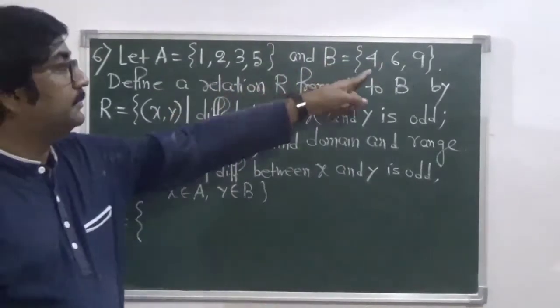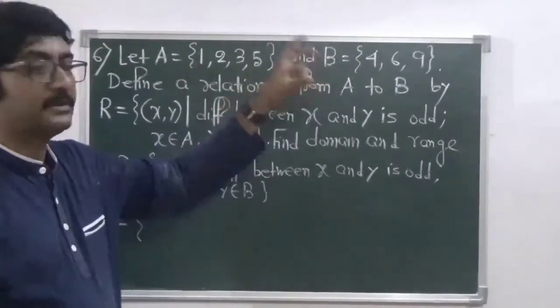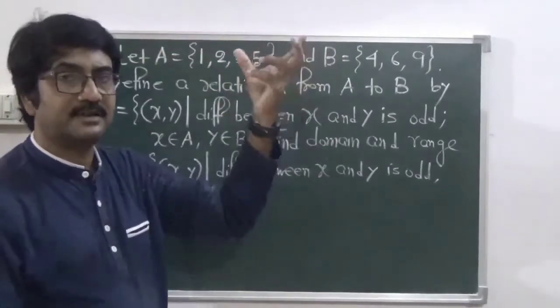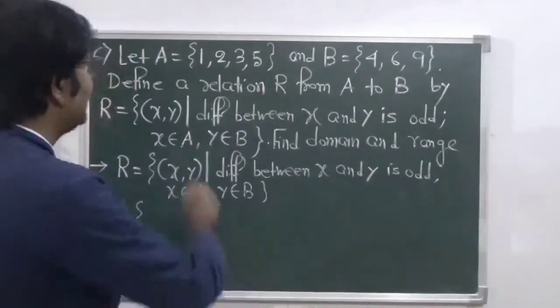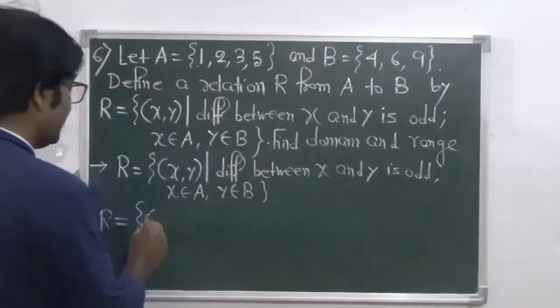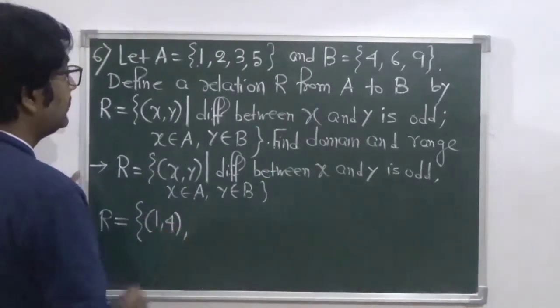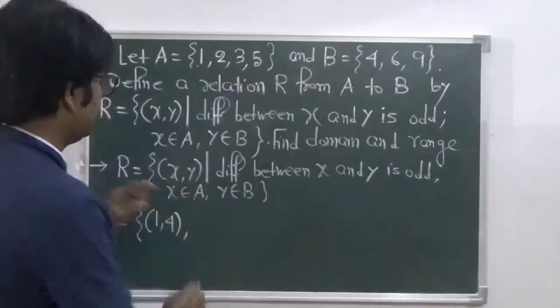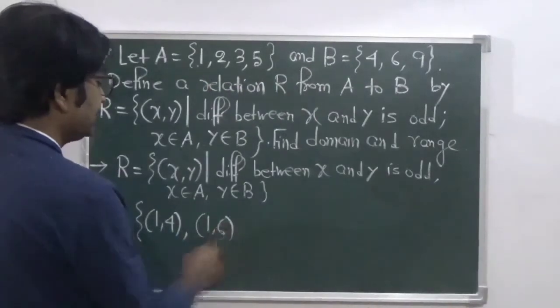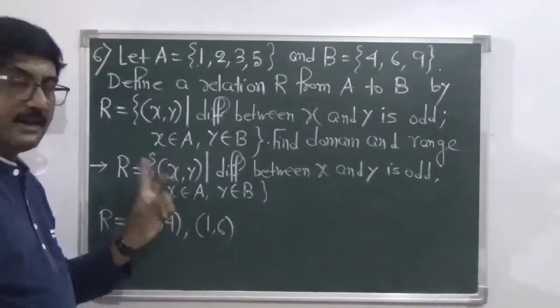So 1, 4: the difference of 1 and 4, if you take it as 4 minus 1, that is 3, an odd number. So we can relate this 1 with 4. So you can write (1, 4). Then 1, 6: the difference between 1 and 6, that is 5, is also an odd number.